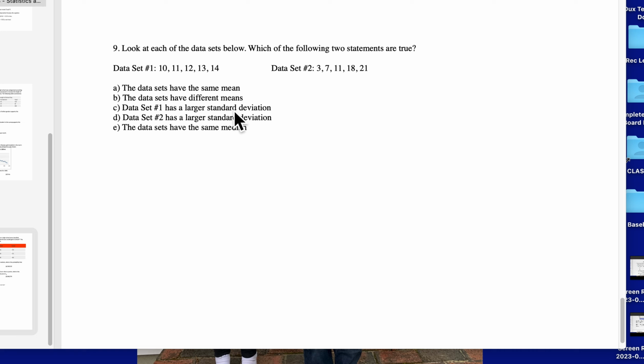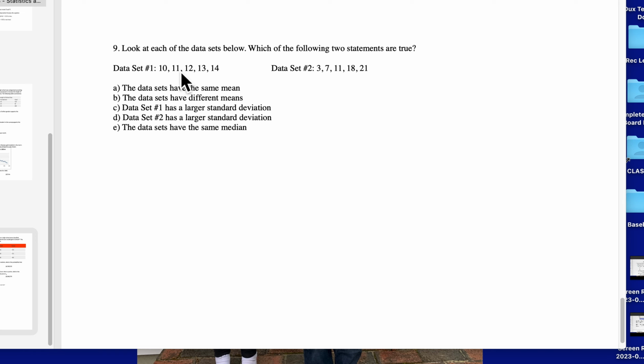And then the last one is probably the last one I'm going to cover in the video. Which of the following statements are true? So you have 2 data sets. Now, I know this is not on your sheet, but I do want you to copy down the data sets onto your sheet and then answer the question. But ultimately, 10, 11, 12, 13, 14, those numbers are really close to each other. 2, 3, 7, 11, 18, 21, they're a little further apart, which means for data set 2, D is definitely true. They definitely have a larger standard deviation. They're more spread out, more variable, same thing. So D is correct.